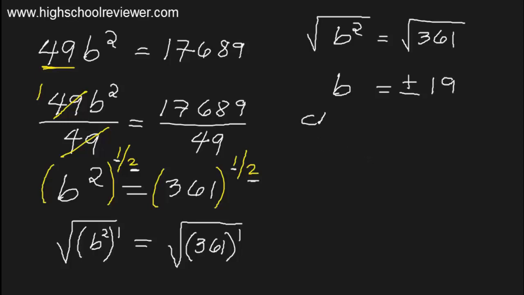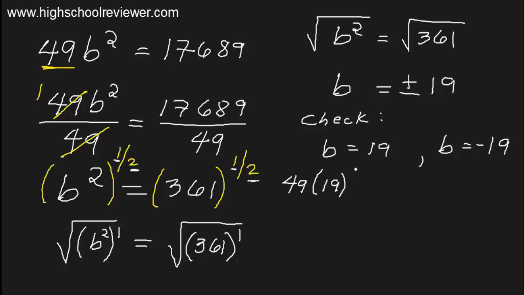Now let us check if the answers are correct. So first, b is positive 19. And we also have b, which is negative 19. So our equation will be 49 times our b, here positive 19 squared, equals 17,689. So for here, we also have 49 times negative 19 raised to 2 equals 17,689.